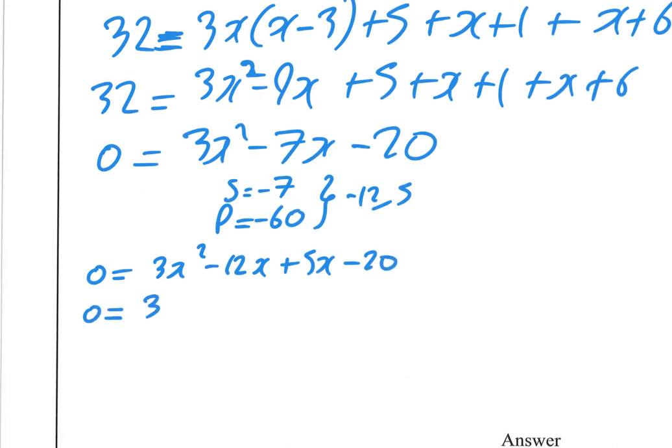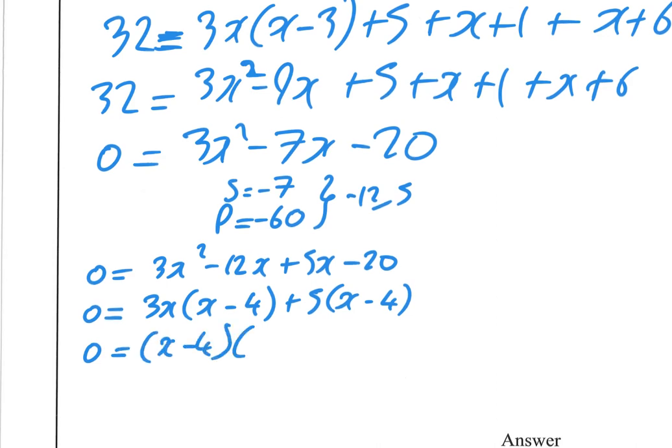So we'll rewrite this as 3x squared minus 12x plus 5x minus 20. Factorize the first two terms completely. You'll have 3x times x minus 4. Factorize the second two terms completely. You'll have 5 times x minus 4, which means 0 is equal to x minus 4 times 3x plus 5. And then put those equal to 0. You'll have x equals 4, or x is equal to minus 5 over 3.